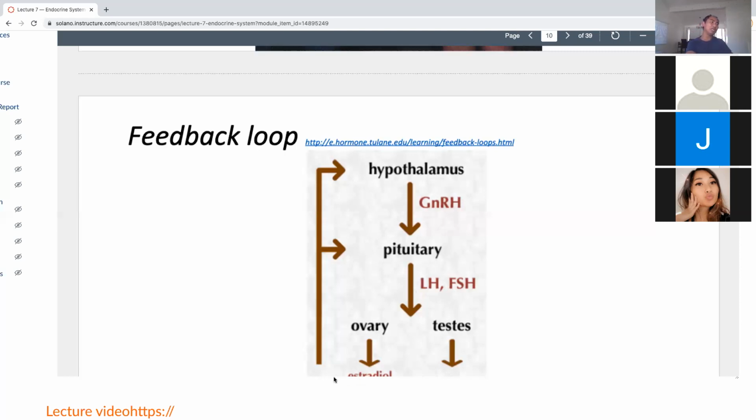If we have low estrogen and low testosterone, it will go and stimulate the hypothalamus and pituitary to secrete these stimulating hormones. That is the positive feedback. So we always have positive and negative feedback in our body. If we have enough, we go back to the hypothalamus and stop it. That is negative feedback. If we have low levels of estrogen or testosterone, it will go through the hypothalamus and stimulate this. That is the positive feedback.